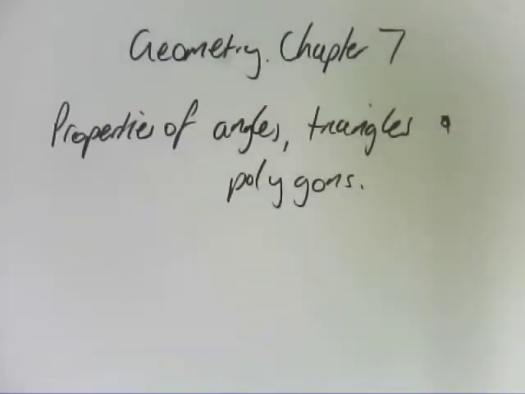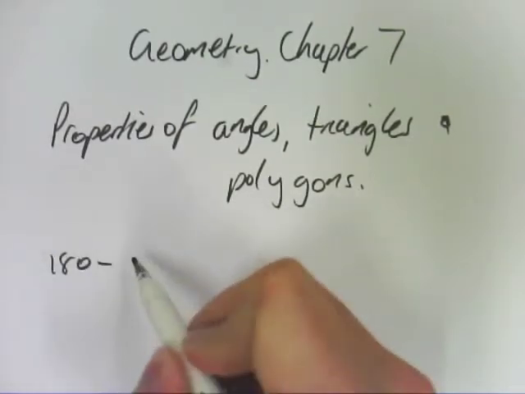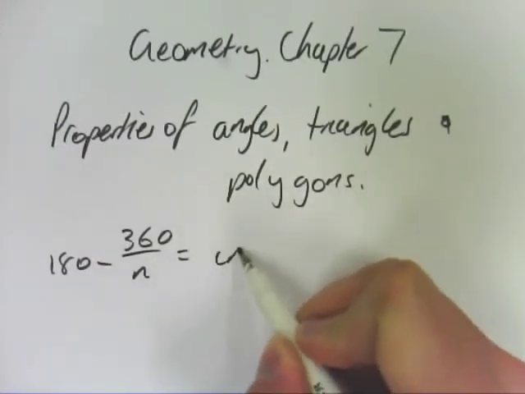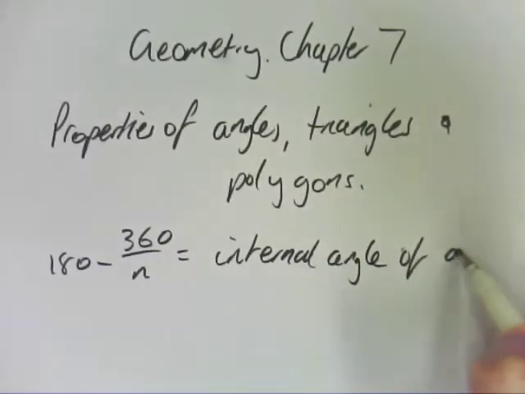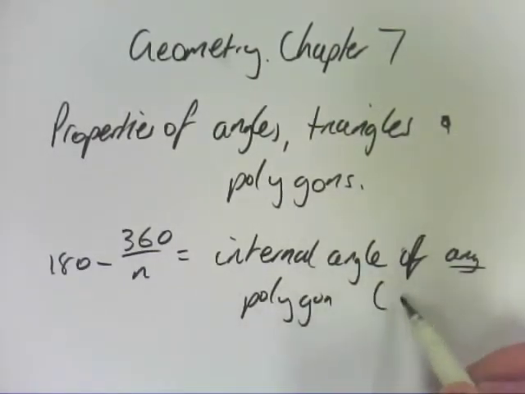Okay, new topic, geometry. New module, this one starts at chapter 7. And this first exercise, exercise 7A, is all about the properties of angles, triangles and polygons. The first thing that comes up is an equation, and that equation is 180 minus 360 divided by n. That equals the internal angle of any polygon. Okay, n is the number of sides.